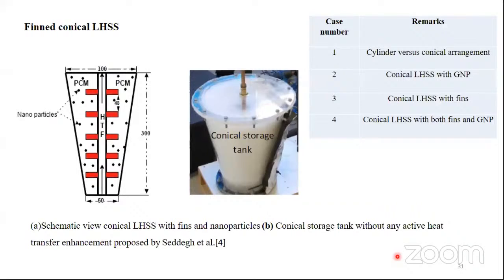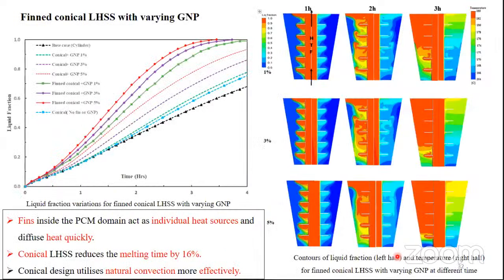Now, coming to this finned conical structure, you can see that this is the lab scale finned conical energy storage system which has been developed. And then we try to find out how better it is in comparison to that of its cylindrical counterpart. Both conical latent heat energy storage systems with graphene nanoplates, with fins, and in combination of fins and graphene nanoplates have been studied, and then we try to find out which one is a better combination. Now this slide shows the numerical study which has been carried out for this finned conical latent heat energy storage system.